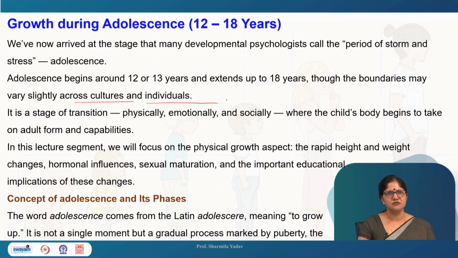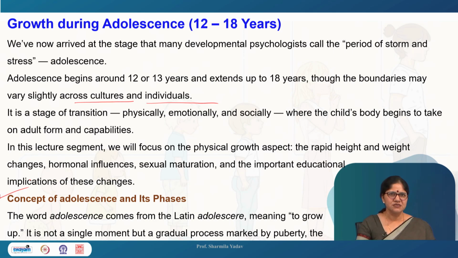and capabilities. In this lecture segment, we will focus on the physical growth aspect, the rapid height and weight changes, hormonal influences, and sexual maturation, and the important educational implications of these changes. Let's see the concept of adolescence and its phases.